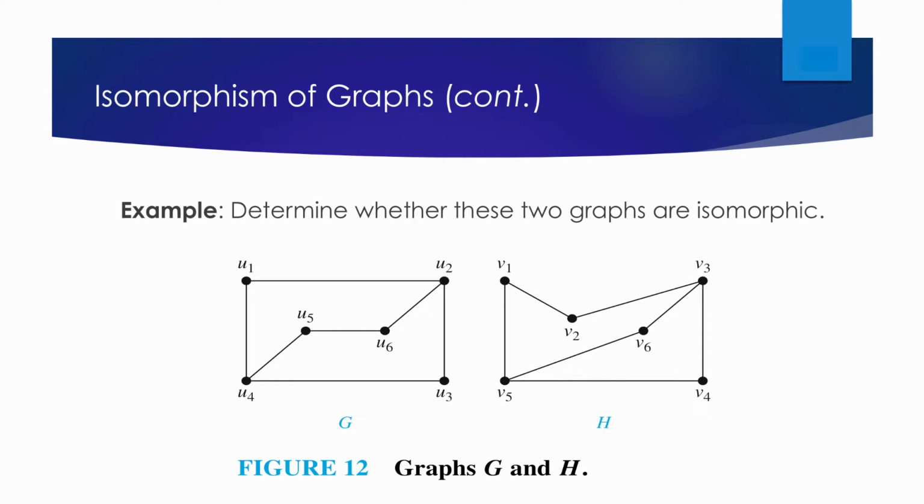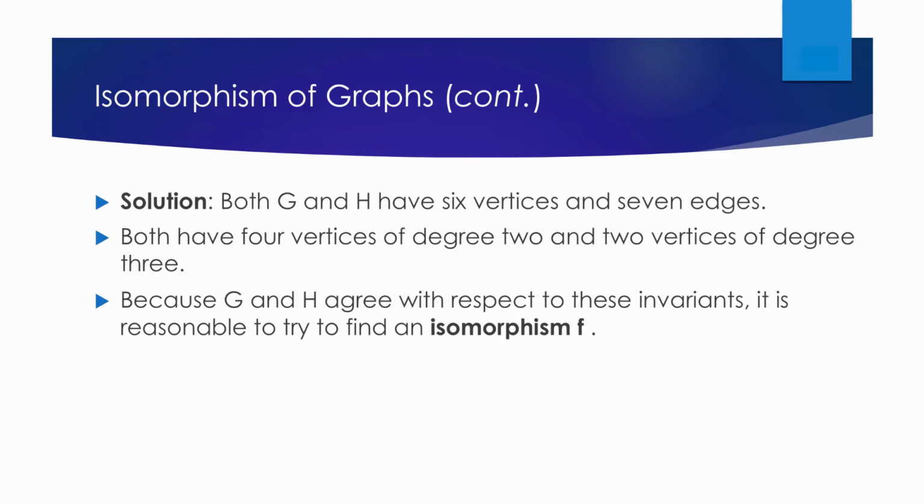Another example: determine whether the graphs G and H displayed in figure 12 are isomorphic. Both G and H have 6 vertices and 7 edges. Both have 4 vertices of degree 2 and 2 vertices of degree 3. It is also easy to see that the subgraphs of G and H consisting of all vertices of degree 2 and the edges connecting them are isomorphic. Because G and H agree with respect to these invariants, it is reasonable to try to find an isomorphism, a function f.